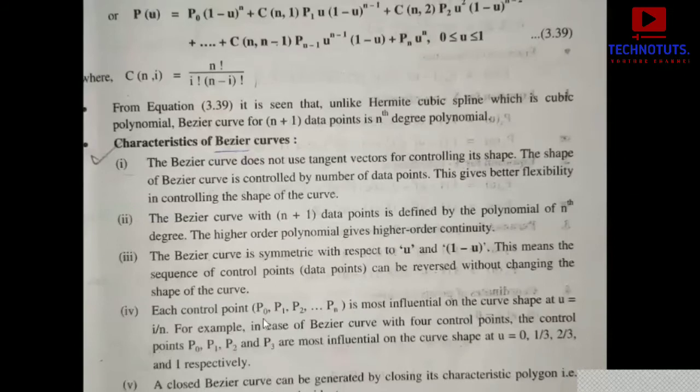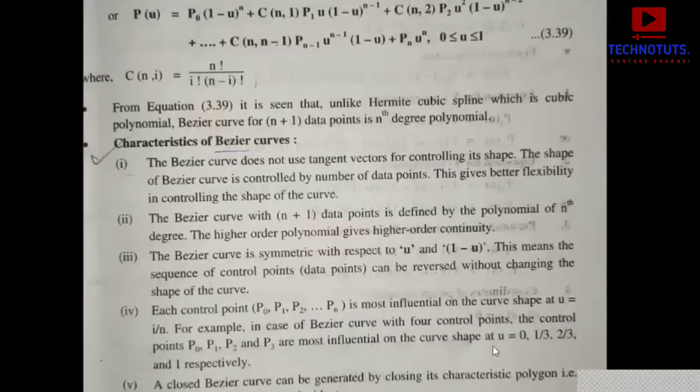Now, each control point from P1 to Pn is most influential on the curve shape at u equal to i by n. For example, in case of a Bezier curve with four control points, the control points P0, P1, P2 and P3 are most influential on the curve shape at u equal to 0, u equal to 1 by 3, u equal to 2 by 3 and u equal to 1 respectively.